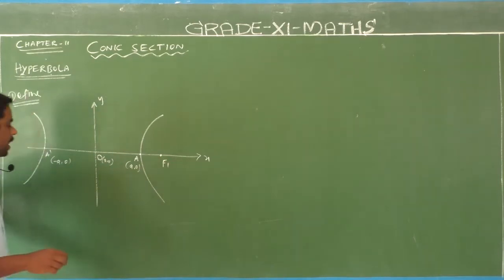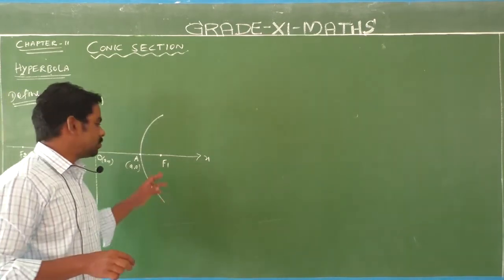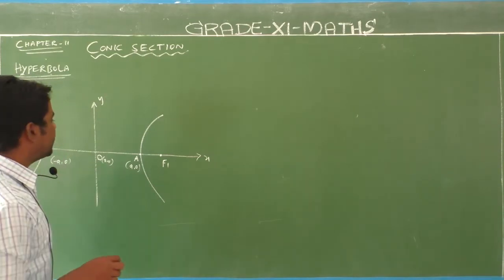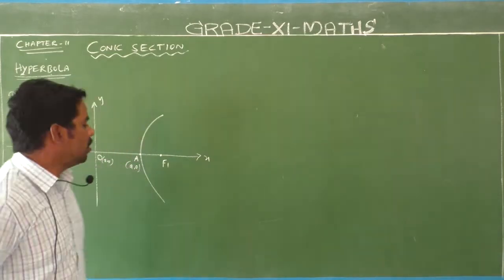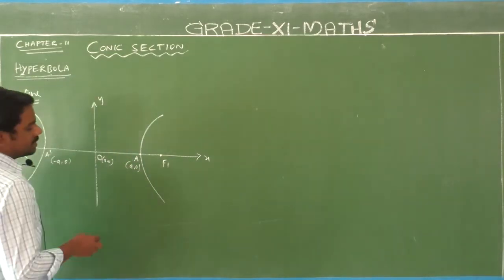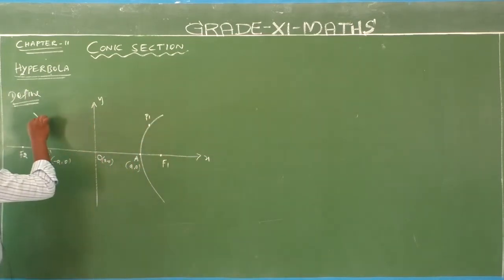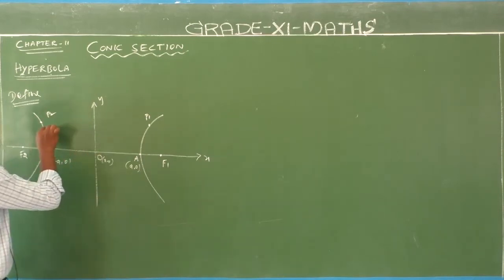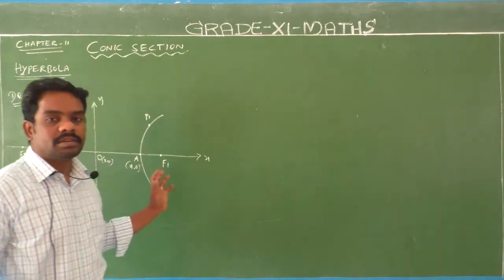F1 is one of the foci and F2 is the other focus. These are the two fixed points. By the definition, the set of all points in a plane. Let us consider P1, P2 and P3, or any points on this plane.